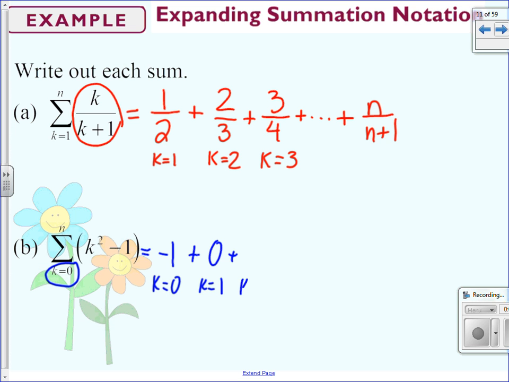k equals 2, you get 3. k equals 3, you get 8. If you do 3 squared, which is 9, minus 1, which is 8. And then we're going to skip to the end, plugging in n, because we're going to the nth term. So that's n squared minus 1. So that is how you write out each sum.